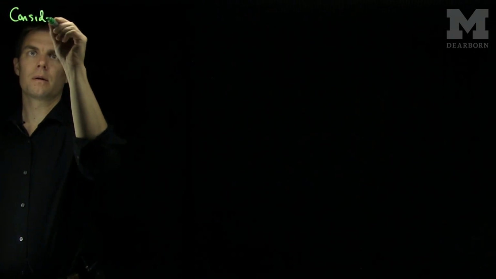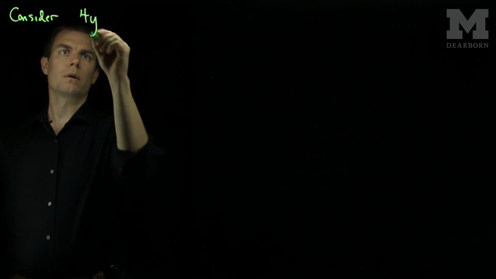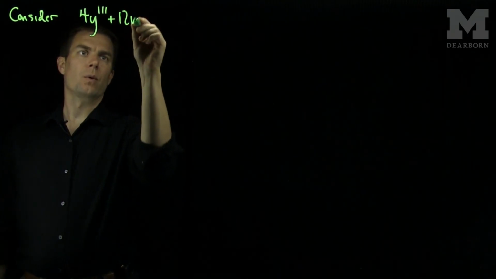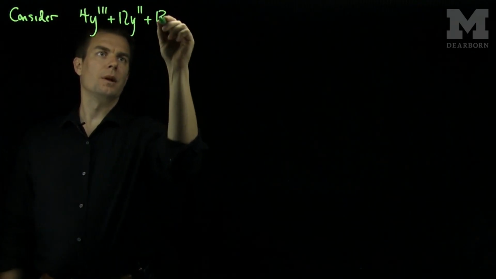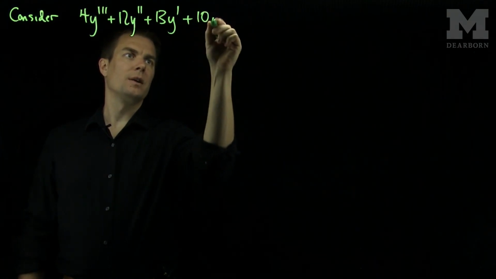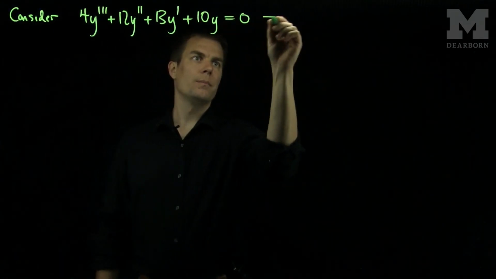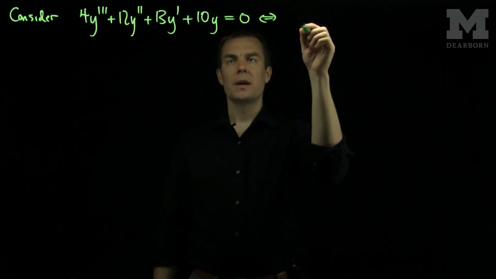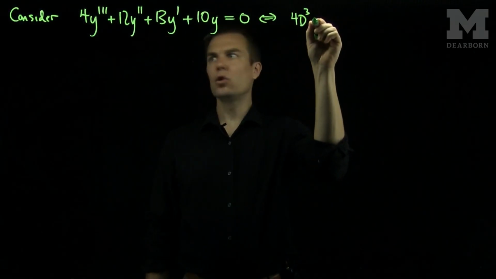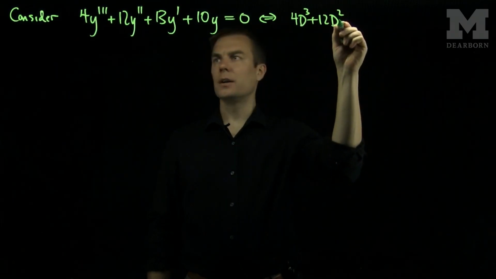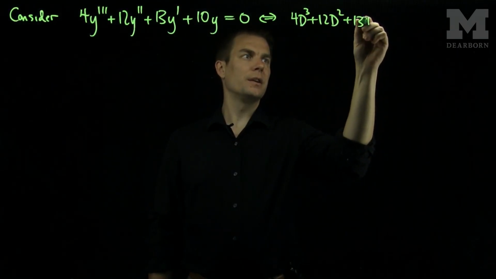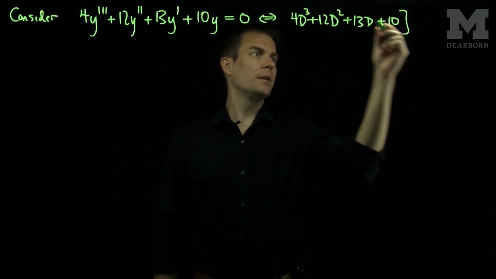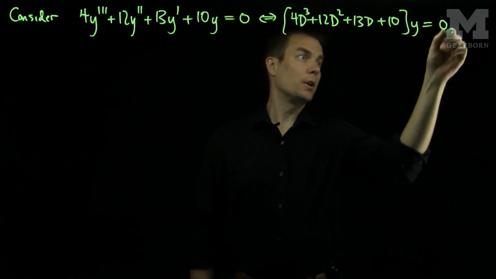Hello students, in this video we'll see an example of how to solve a constant coefficient ODE with both complex and real roots. Let's consider the ODE 4y''' + 12y'' + 13y' + 10y = 0, which we can write in our differential operator notation as (4D^3 + 12D^2 + 13D + 10) applied to y is equal to 0.